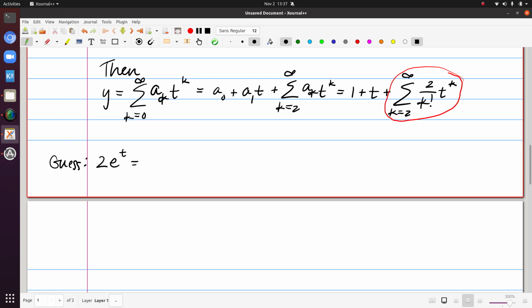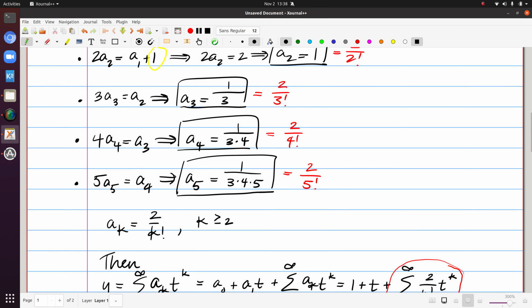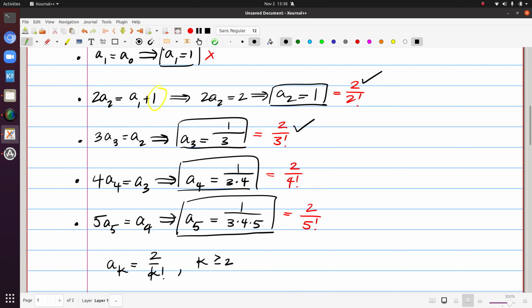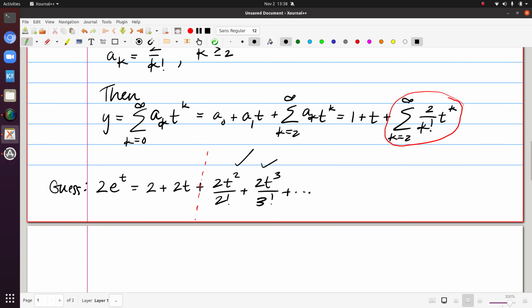If you were to write out the terms of 2e to the t, you would get 2 plus 2t plus 2t squared over 2 factorial plus 2t cubed over 3 factorial, and so on. And of course, if we go back to our coefficients, here's 2 over 2 factorial, 2 over 3 factorial. Everything's going to match here after this point. So the part after this dotted line matches. So what that means is that my guess here is very, very close to what I have above.